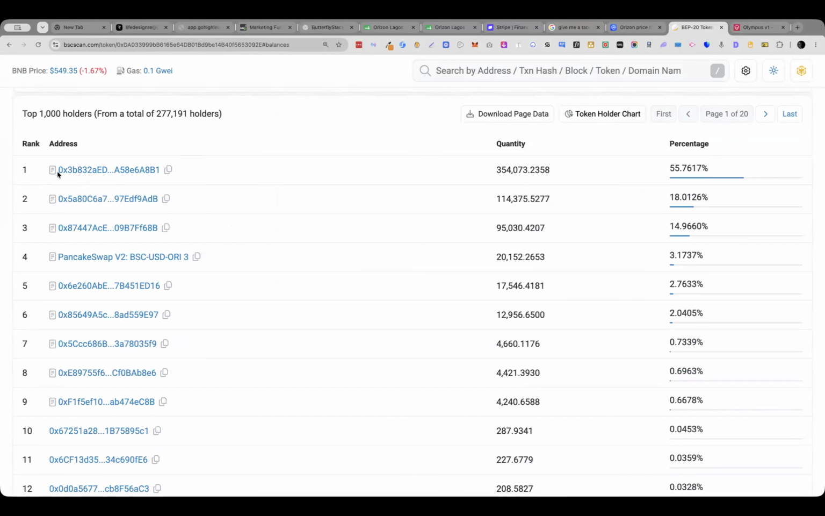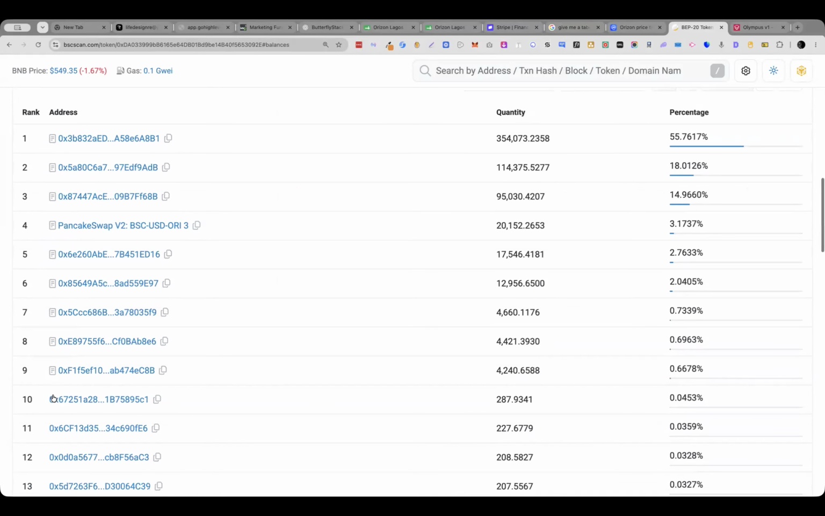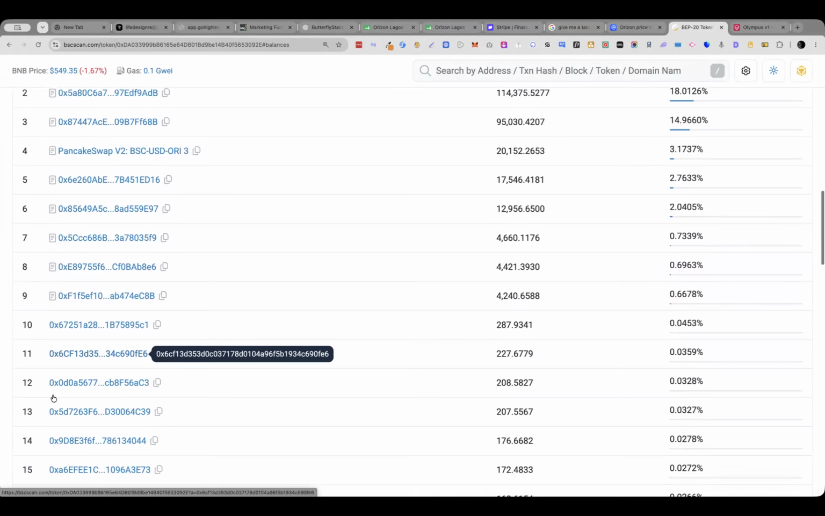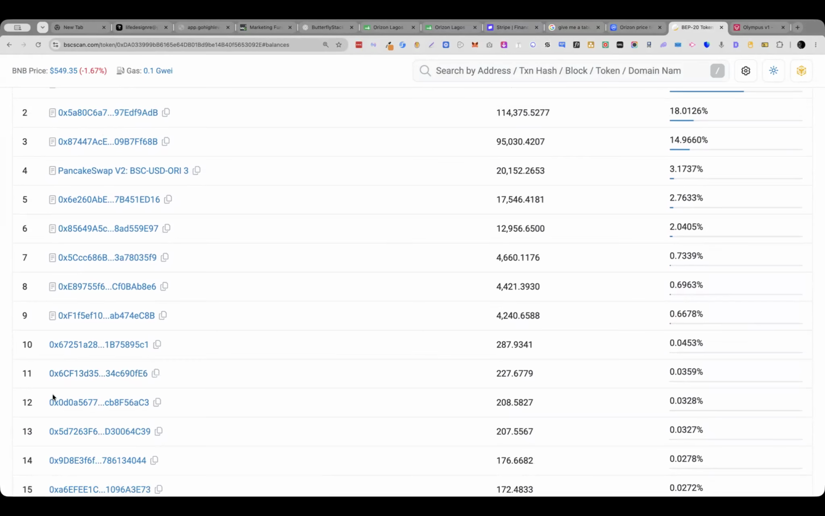It is what? A contract. The second wallet is a contract. The third wallet is a contract. The fourth wallet is a contract. Fifth wallet is a contract. Sixth wallet, contract. Seventh wallet, contract. Eighth wallet, contract. Ninth wallet is a contract. Okay. So all those contracts hold money that is where? Treasury. The highest holder in this project is what?